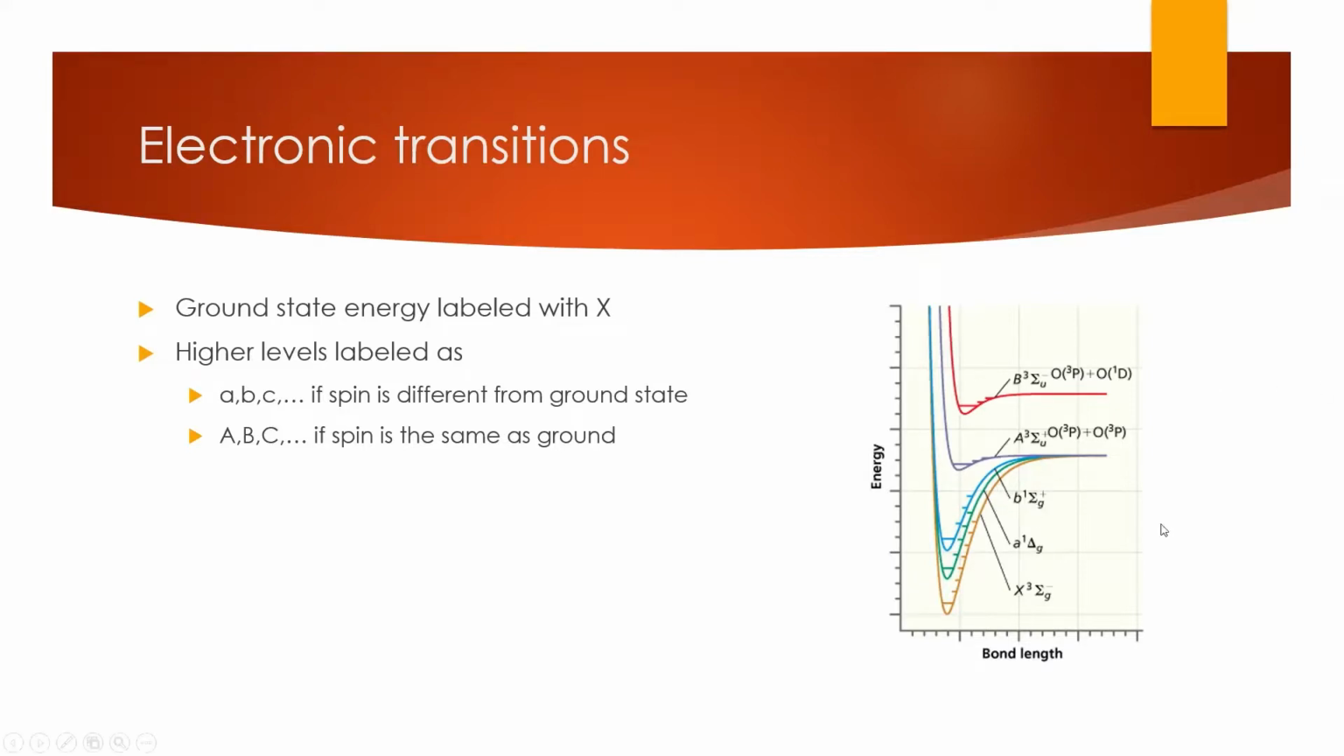We have other states that account for excited states that have an uppercase A and an uppercase B because these happen to both be triplet states. And we could come up with many more states for oxygen if we wanted to.